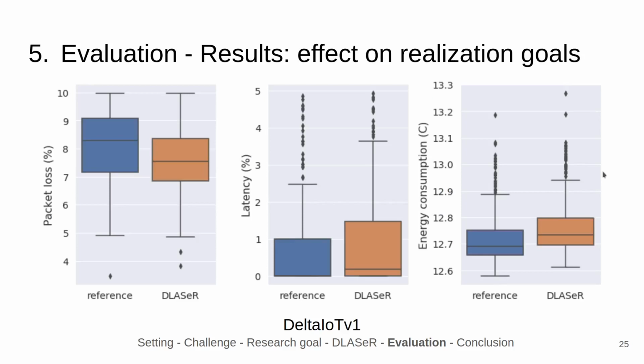Next, we look at the effect on the realization of the adaptation goals. We compare the DLASER framework with a reference approach that verifies all adaptation options. For the two threshold goals, that is packet loss and latency, we see that they are both always satisfied by the DLASER framework. And as for the optimization goal, that is energy consumption, we see that we obtain a small increase for the DLASER framework in favor of a large adaptation space reduction.